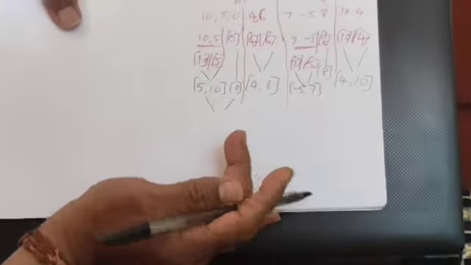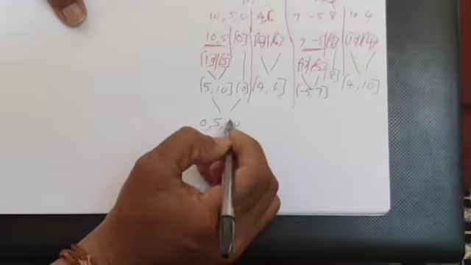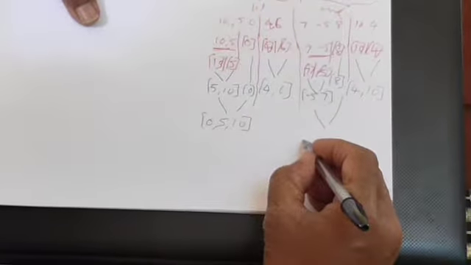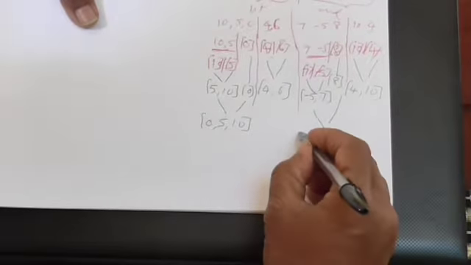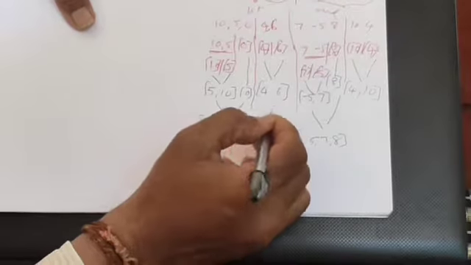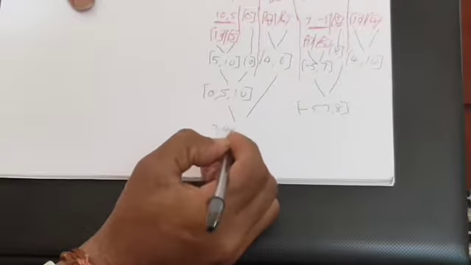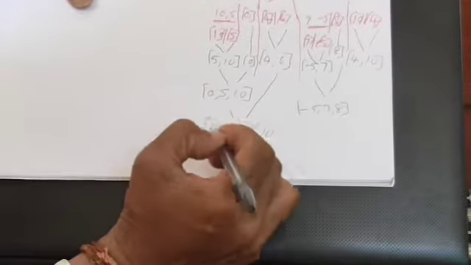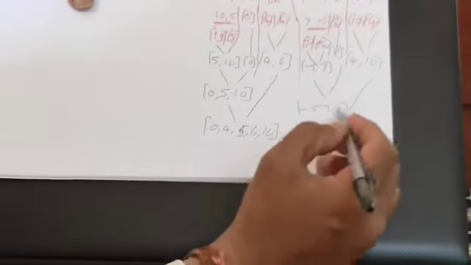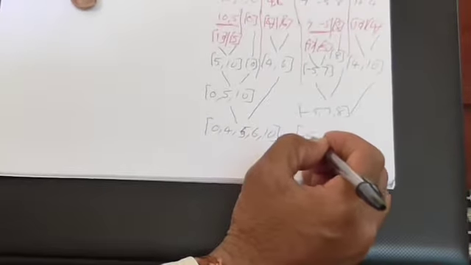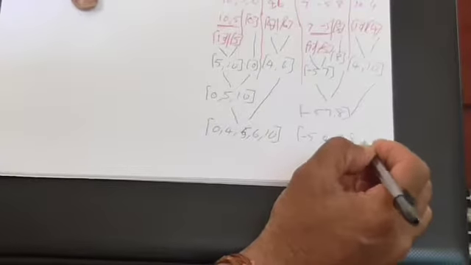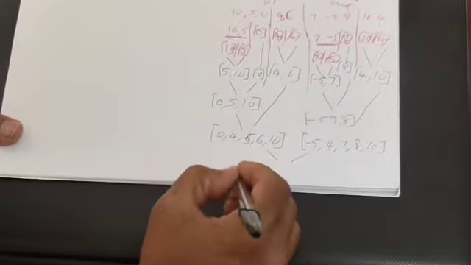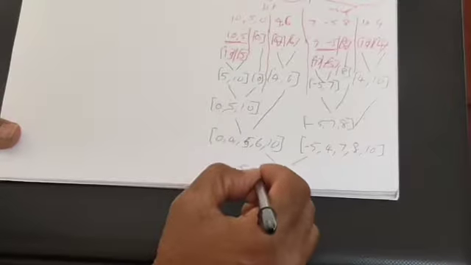If you are merging these two, now it becomes 0, 5, 10, and here you merge these two, it is minus 5, 7 and 8. Now you merge these two, so it becomes 0, 4, 5, 6, 10, one part. Now if you merge this, it will be minus 5, 4, 7, 8 and 10. Finally, you merge these two.